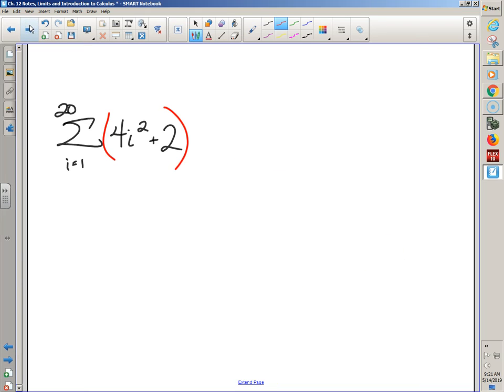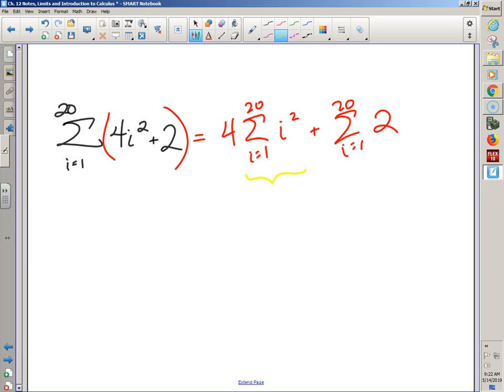Oh, so could I rewrite this? Could I pull the 4 out and do the sigma from i equals 1 to 20 of i squared, plus the sigma from i equals 1 to 20 of 2? That's legal from the properties, right? Plus or minus is the property, so addition is a legal variation, right? Now, what can I use for this piece right here?